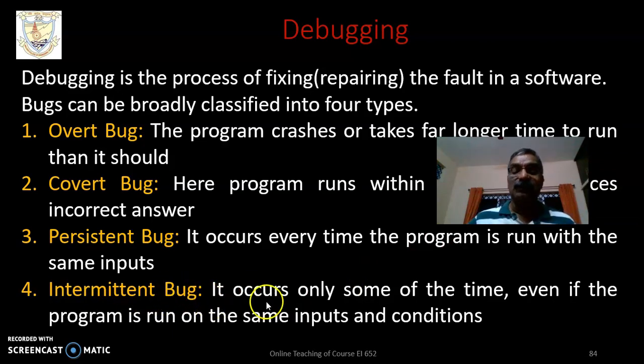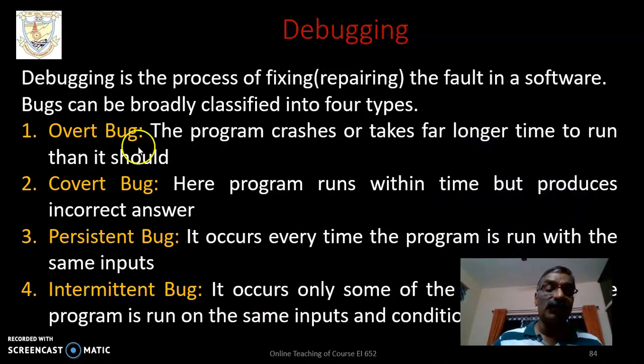The last one, the intermittent bug, occurs only some of the time, even if the program is run on the same inputs and conditions. If I give the same input at time t1, it produces one output. If I give the same input again at time t2, it produces some other output. This is called an intermittent bug. Among the 4, the overt bug and the intermittent bug are very dangerous. The first crashes the system, which is really dangerous. And the last one, because it behaves in a very anomalous fashion: for the same input, it produces different outputs at different instants of time.